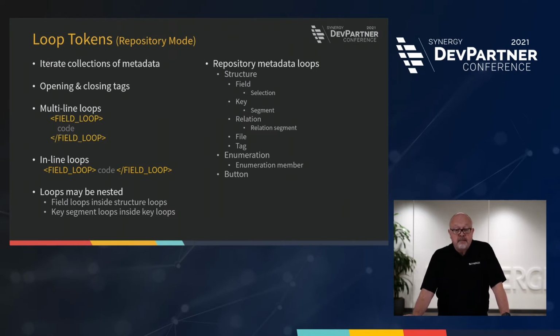And also loops may be nested. So field loops can be nested inside structure loops. Key segment loops can be nested inside key loops, but only following that hierarchy. So you can't put a key segment loop within a field loop, for example. It has to be within a key loop.